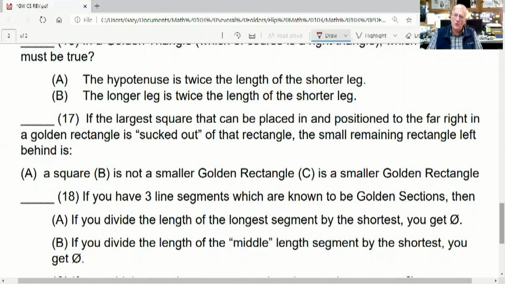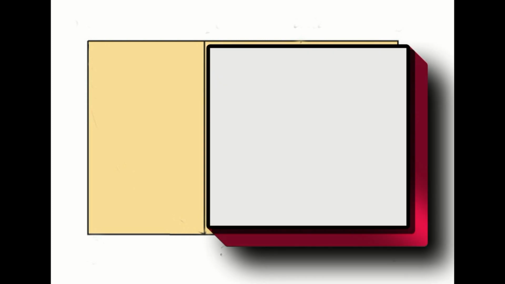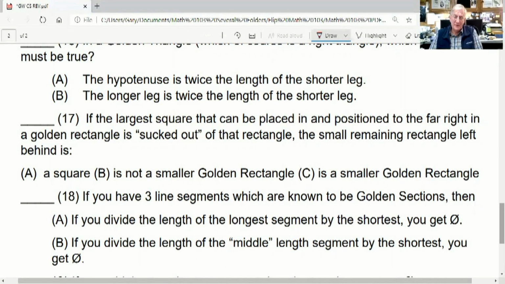If the largest square that can be placed in and positioned to the far right in a golden rectangle is sucked out of that rectangle, the small remaining rectangle left behind is what shape? Is it a square? Is it not a smaller golden rectangle? Or is it a smaller golden rectangle?